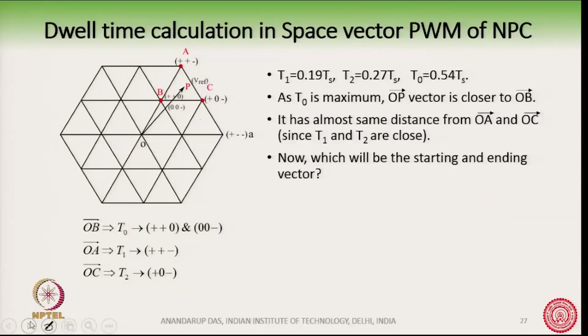So that is what is shown here: as T0 is maximum, the OP vector is closer to OB. This diagram should have been a more accurate diagram if we had drawn it to scale, something like this probably.